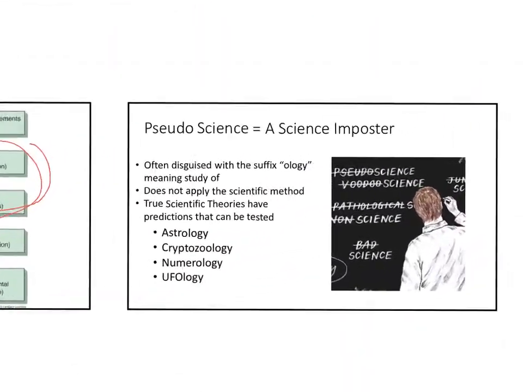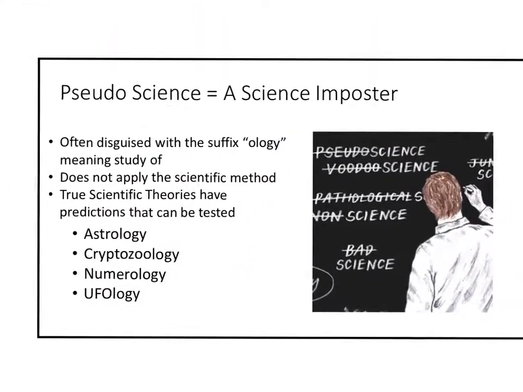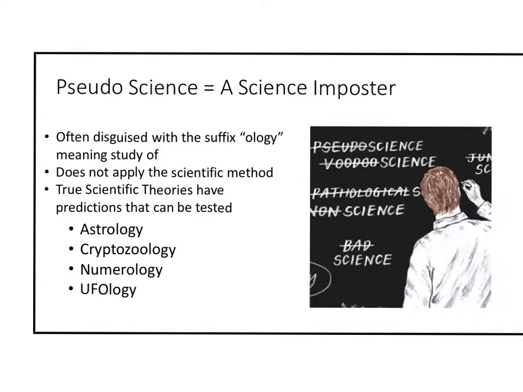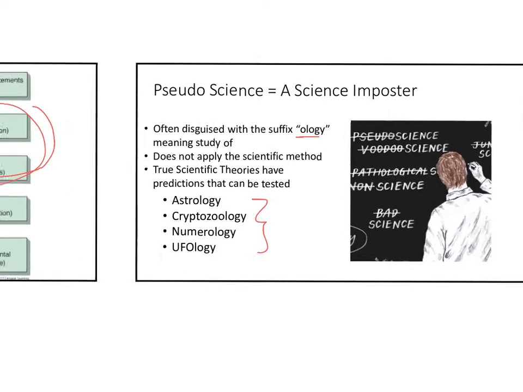Pseudoscience. Pseudoscience is something that kind of sounds like a science. Ology is the study of. So we have these kind of pseudosciences here: astrology, cryptozoology, numerology, and ufology. So they're not a real science, but they kind of sound like a science.